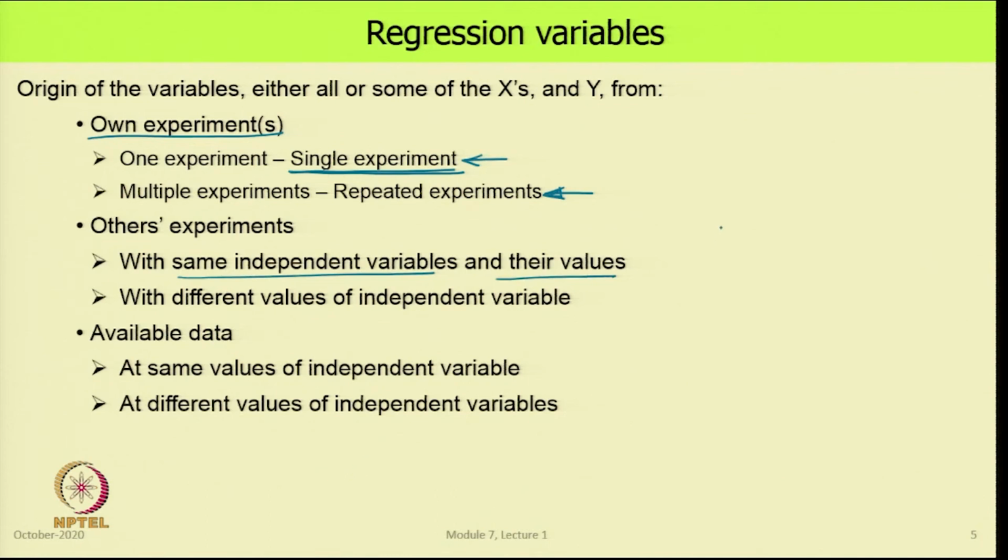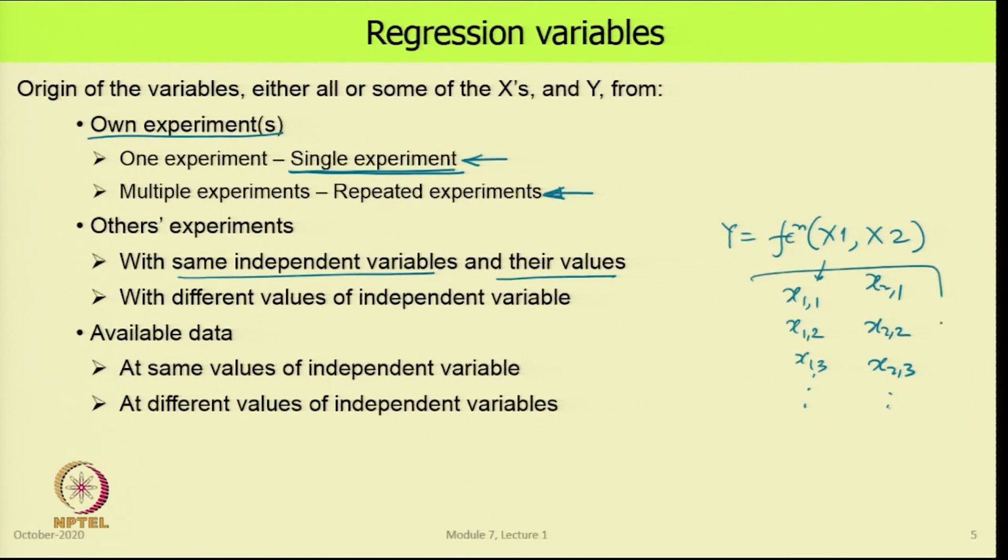For instance, we have say y as a function of x1 and x2, and we collected data at x11, x12 and x13 and x21, x22 and x23. So, these are the independent values that these variables were used in the experiment. Then if the other experiment done with a similar setup or maybe slightly different setup also repeated the experiment at these very data, then we can also use that data for generating a regression.